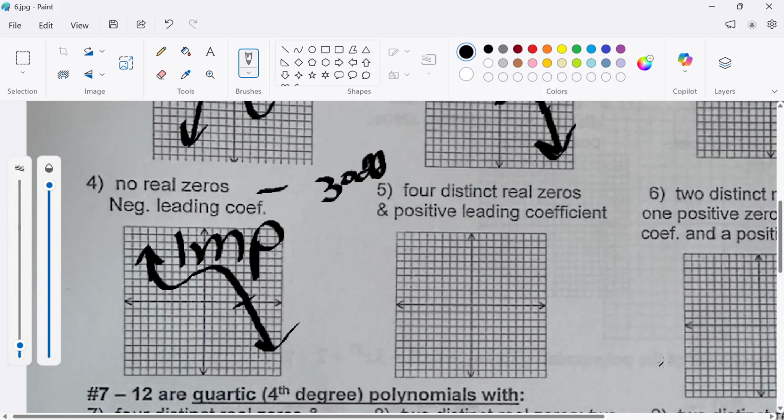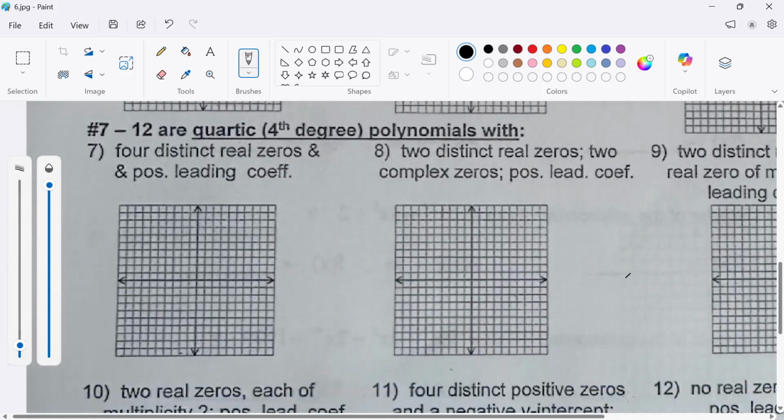Impossible. And then number 5, 4 distinct real zeros. Well, 1, 2, 3, 4. That's not a cubic function. A cubic function can only have 3 total zeros. So it has 3 real zeros, or 1 real zero and 2 imaginary zeros. It can't have 4, so this one's impossible.